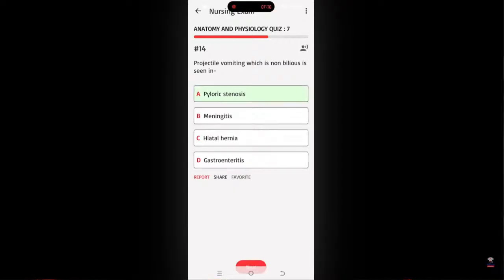Correct answer. Which cell organelle is first damaged in hypoxia? A. Nucleus, B. Ribosome, C. Mitochondria, D. Golgi body. No. Correct answer is C.